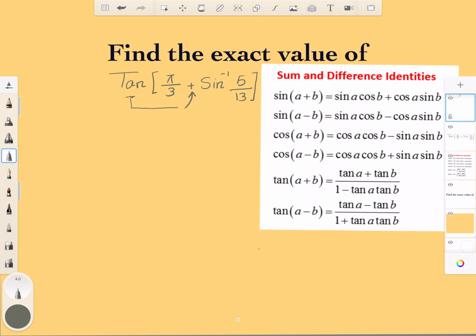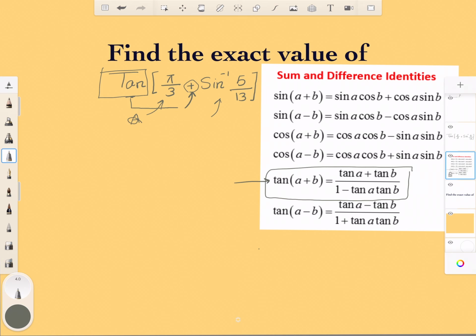In your note sheet, in the sum and difference identities or formulas, we have tangent of a plus b equal to tangent of a plus tangent of b over 1 minus tangent of a times tangent of b. So why did I pick this? Because of the addition here, and tangent gets an angle, alpha plus beta. So if I call this one alpha, this will be beta. Then I can use this formula.